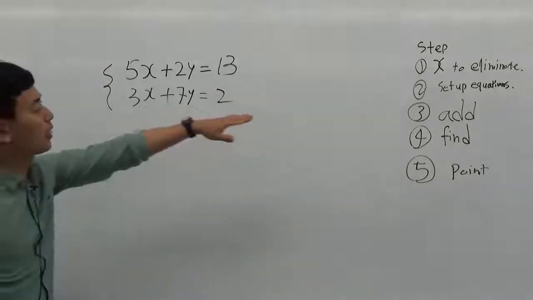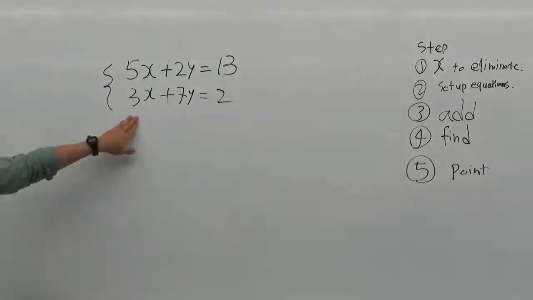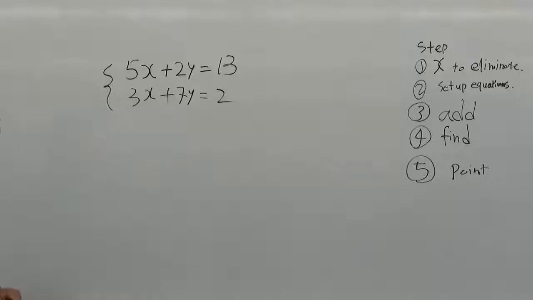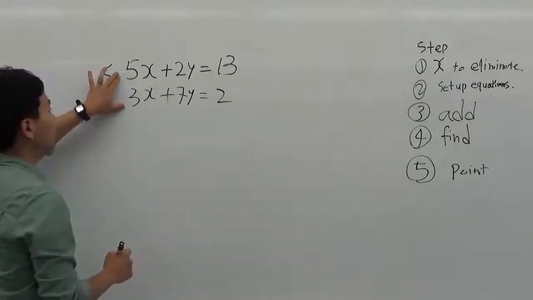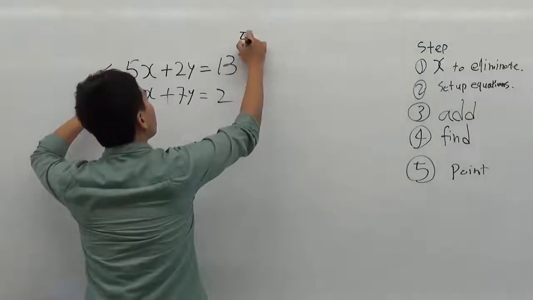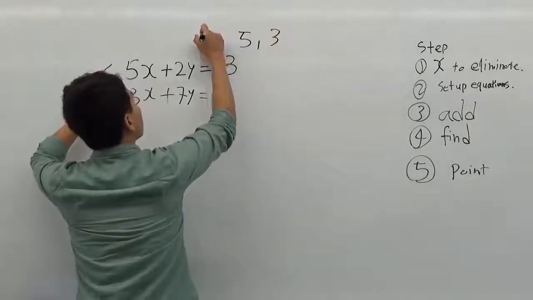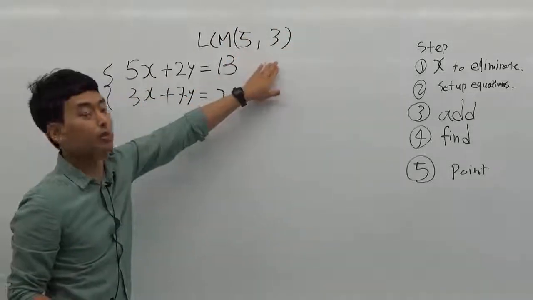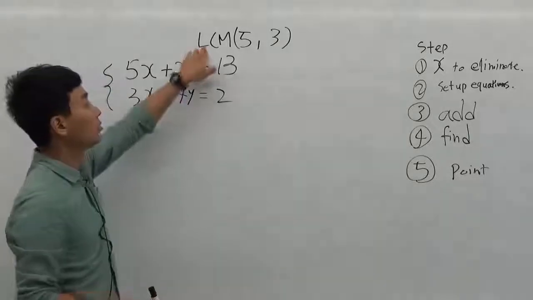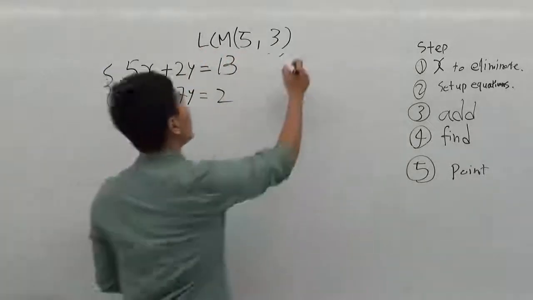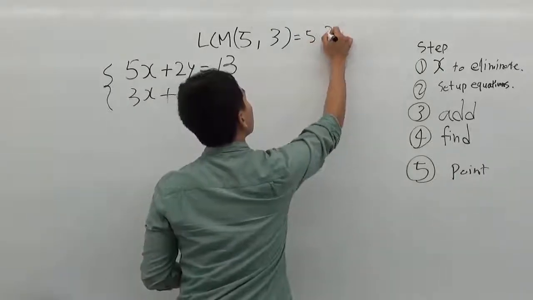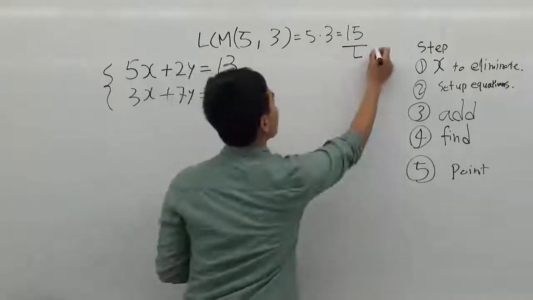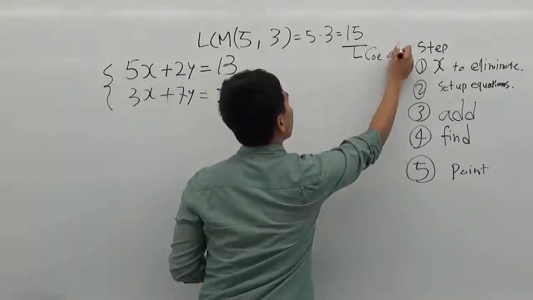So the second step, we have to set up the equations so that x can be eliminated. I have to find the LCM of 5 and 3. 5 is a prime number and 3 is a prime number, so our LCM is just 5 times 3, which is 15. And this will be the coefficient of x.